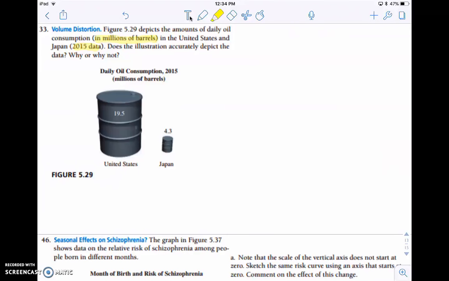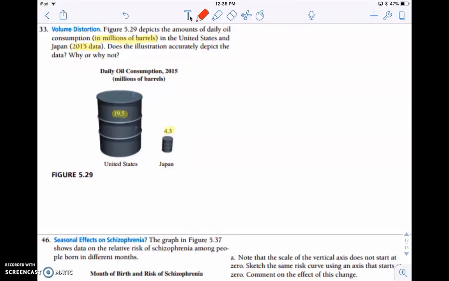So the United States used 19.5 million barrels in 2015, Japan 4.3. Now, this is something that is used frequently: we distort something to draw your eyes to something and grab your attention, and it may not necessarily be true.